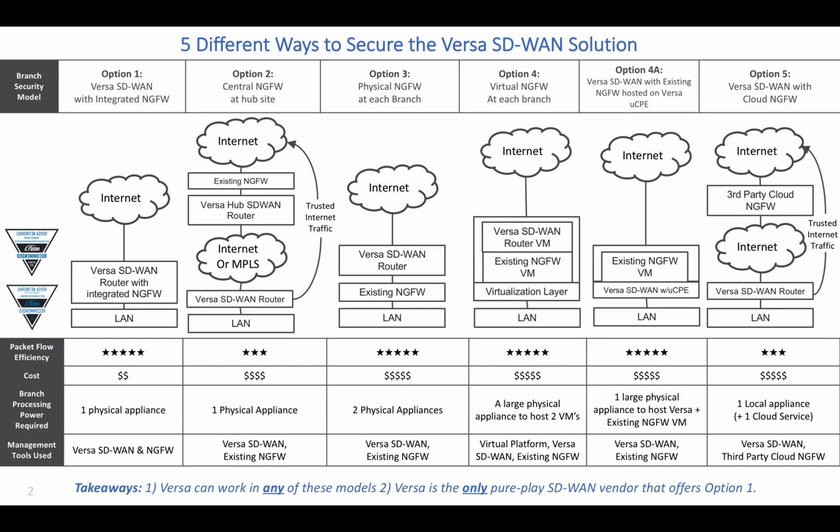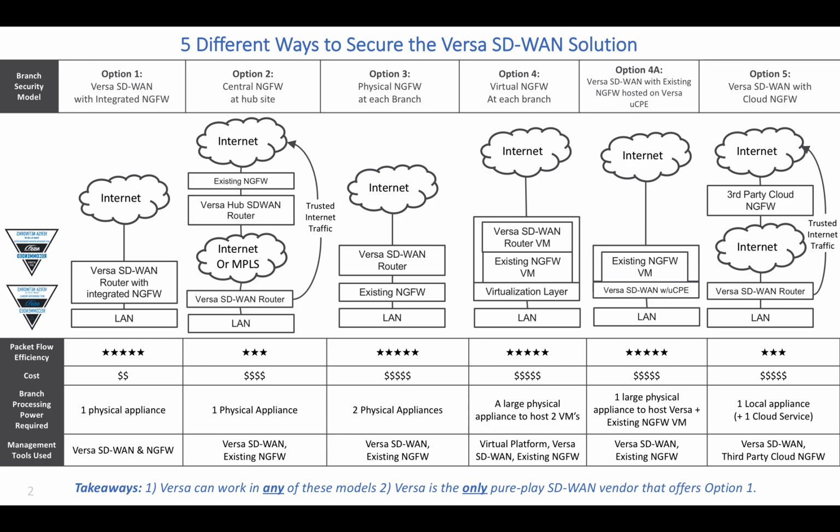So this is, again, a relatively expensive solution because you're paying for both the Versa solution and the next-gen firewall solution. You've also got to deploy a relatively beefy box out there because we have to host both the virtualization layer, which takes about 20% of the CPU performance, and then we need VMs for SD-WAN and next-gen firewall. So a little more expensive, a little larger physical appliance, but it is now down to a single appliance per branch.